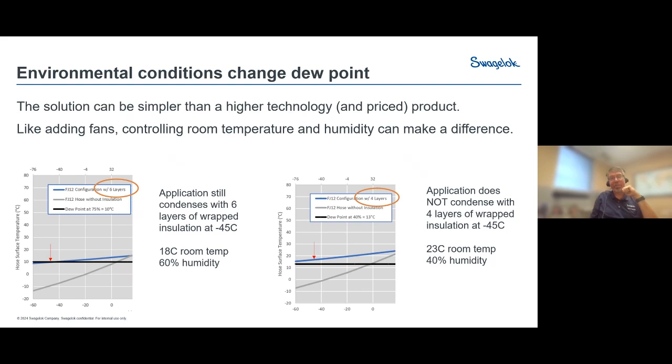So this same application, same inputs, other than what we're using to drive our humidity line, we raise the temperature to 23, which is a more standard room temperature, drop the humidity to only 40. And you can see we can now easily insulate this same hose with only 4 layers. So where a hose was failing with 6 layers before, we're now able to get a 4-layer hose to perform well, not condense, obviously at a lower price, and provide much more uptime without the condensation.